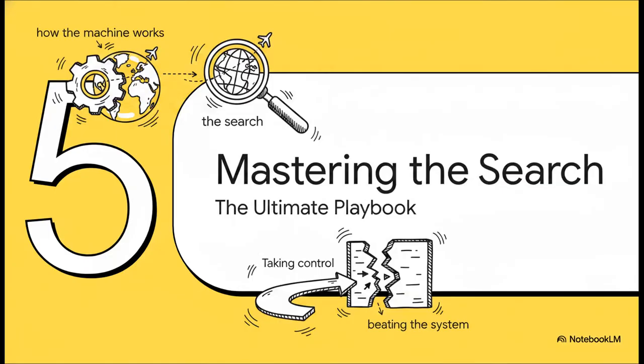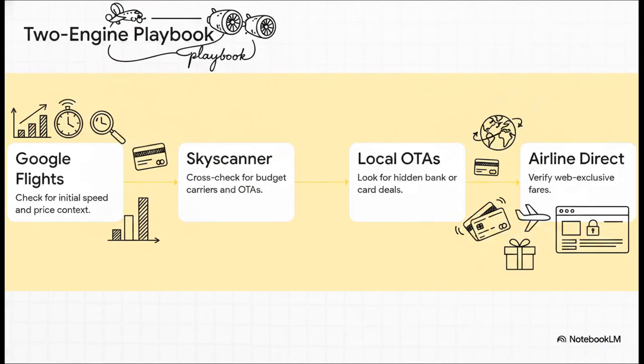Finally, Section 5. Mastering the Search, the Ultimate Playbook. Okay, we know exactly how the machine works. Now, let's beat it. By executing a simple 2-engine playbook before you book, you can consistently save big. First, start with Google Flights for speed and context. Second, cross-check those dates on Skyscanner to catch budget carriers Google might have missed. Third, check local OTAs for those credit card discounts. And finally, always verify the airline's direct website for web-exclusive fares. Takes 5 minutes, delivers massive savings.